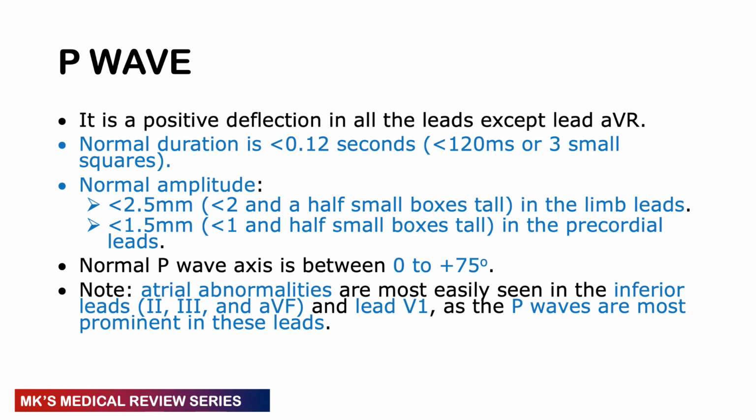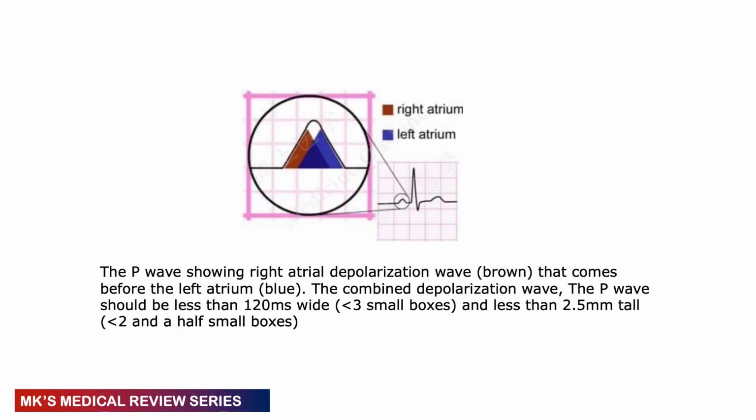So remember that atrial abnormalities are going to be best seen in the inferior leads. That's lead 2, lead 3, and lead AVF. And they can also be seen in lead V1. So the P wave is most prominent in lead 2 especially. So this is what it looks like. As you can see here, the first 1/3 is going to be due to depolarization of the right atrium. The remaining 1/3 is going to be depolarization of the left atrium. Then of course the middle is going to be a sum of both the left and the right atrium. Then this is what's going to be resulting in your P wave.